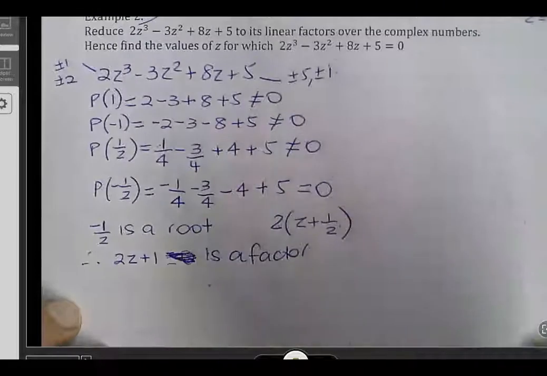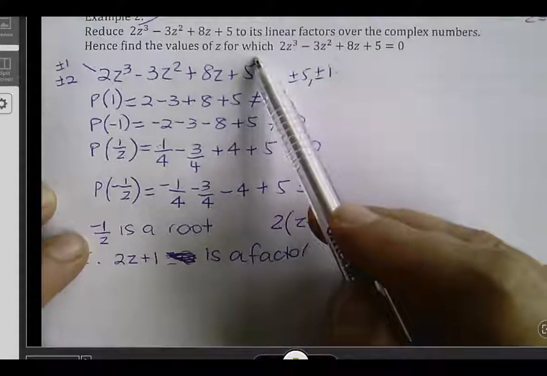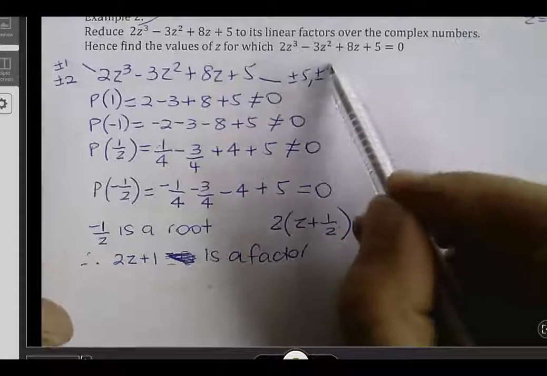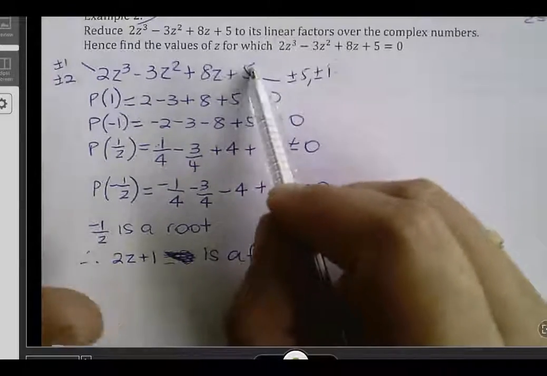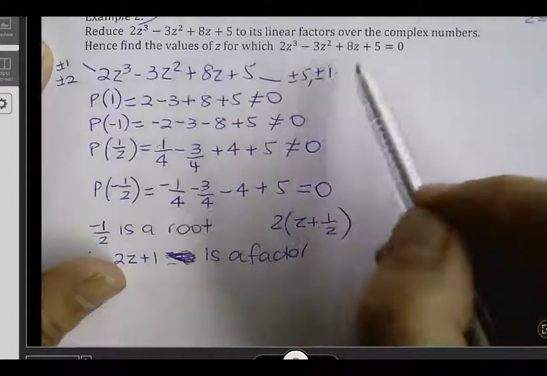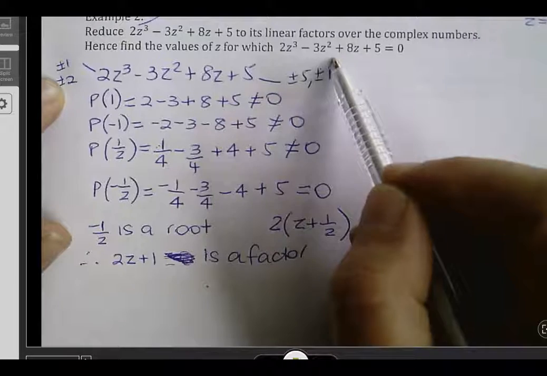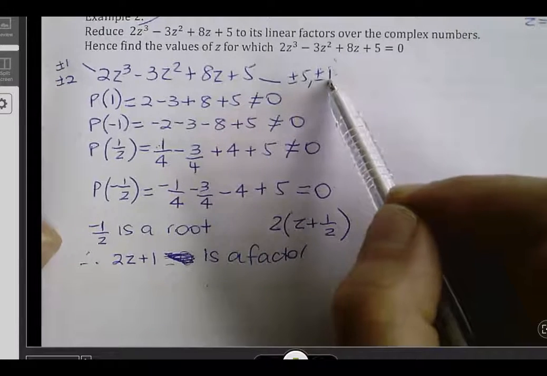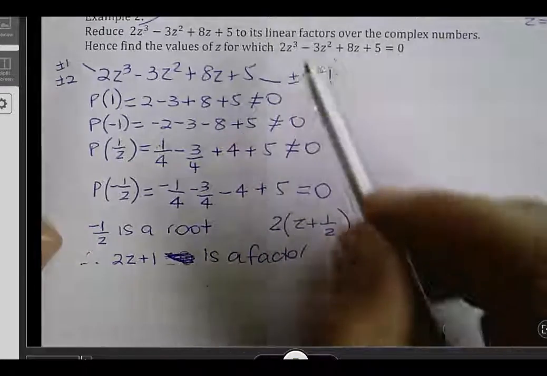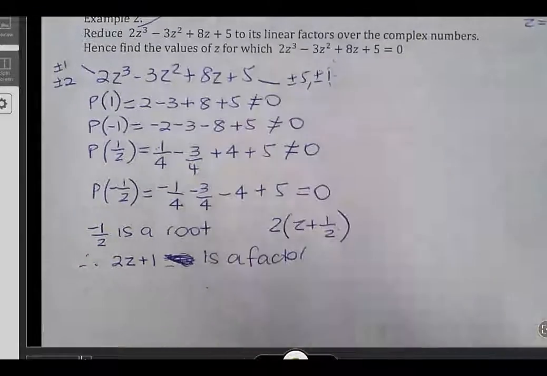So to know to try a half, you do the factors of the 2 and the factors of the 5. And then you take a factor of the last one over a factor of the first one. We did 1 over 1 and 1 over negative 1. Then we can do 1 over 2 or negative 1 over 2. And then you could try 5 over 2, which would be the last combination to try. And that's how you know.